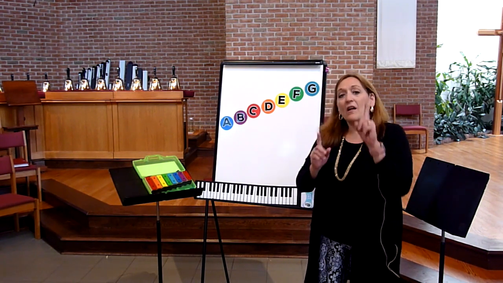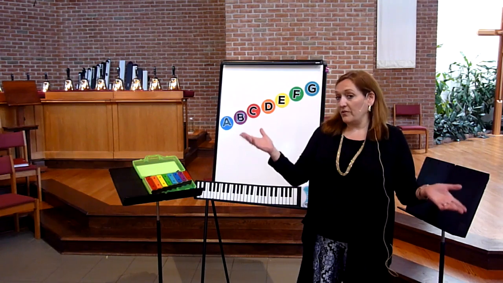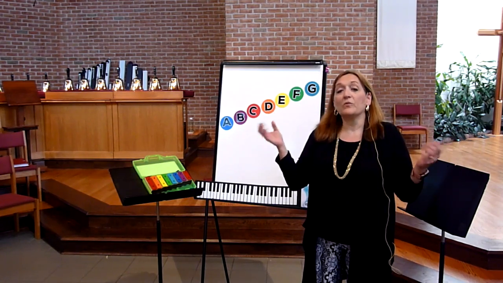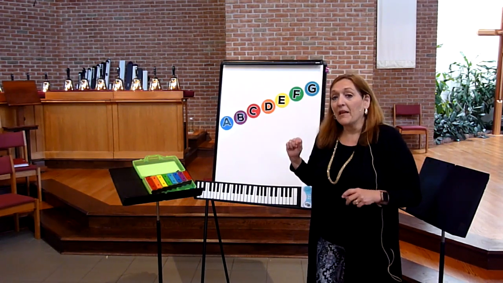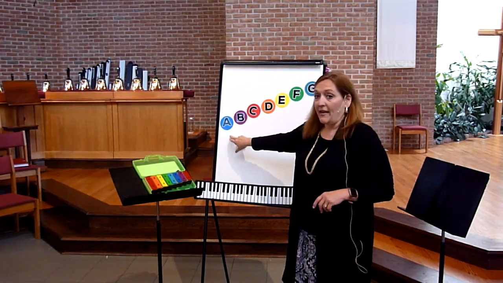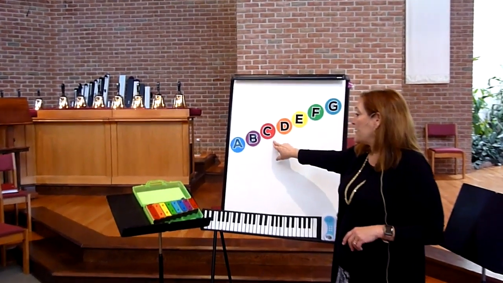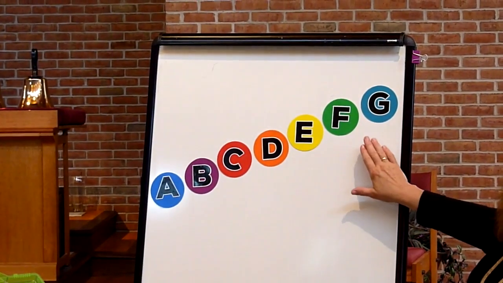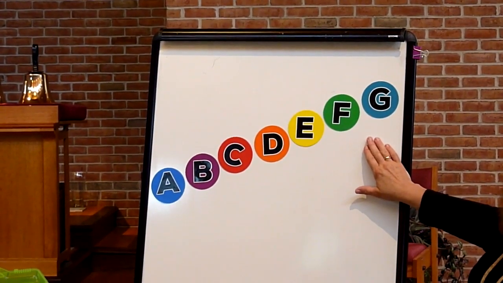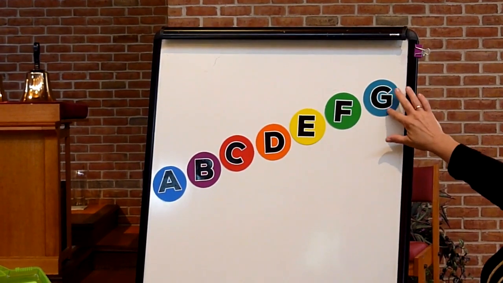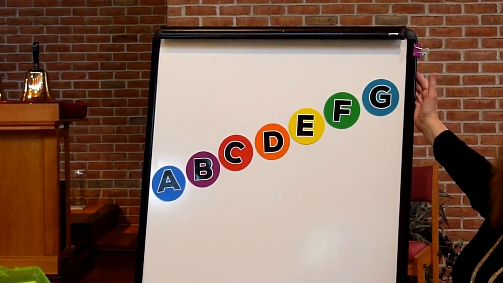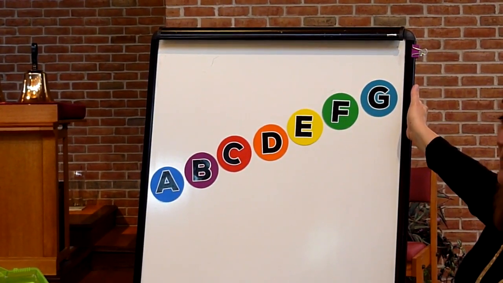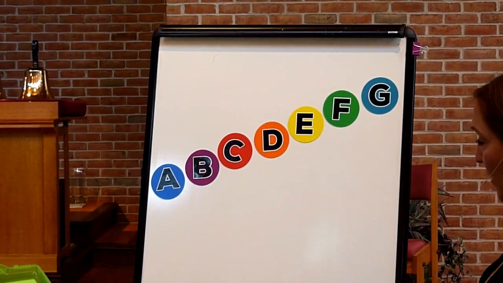Okay, now, in music, I don't know if you knew this or not, but there's 7 notes or pitches, and we name them. And these are the names, A, B, C, D, E, F, and G. And guess what? Then it just repeats. So the next note after G is another A. That's it. There's only 7 sounds. 7 notes, 7 pitches.